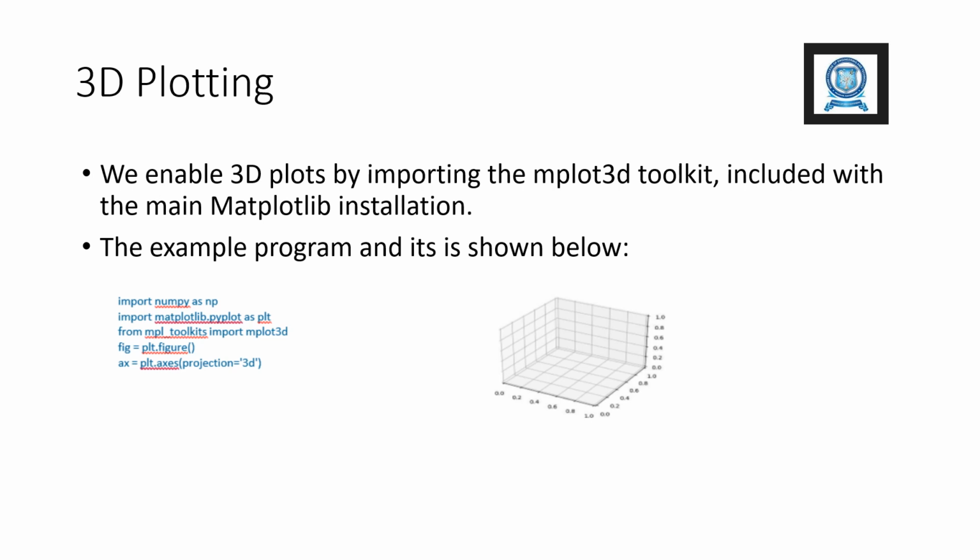Next one is 3D plotting. We enable 3D plots by importing the mplot3d toolkit included with the main Matplotlib installation. The example program and its output is shown here. Here mpl_toolkits imported from mplot3d. Here the plt.figure function is called and plt.axes is called and projection is equal to 3d. The output is shown on the right side of the slide.